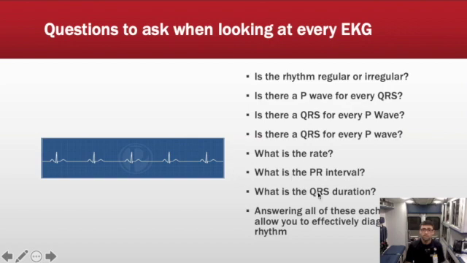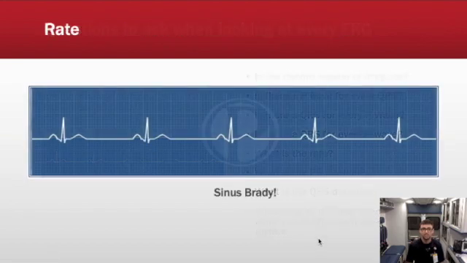What is our PR interval? PR interval goes from the beginning of a P wave to our R wave. Our PR interval is short. We're just going to say short for now. And what is the QRS duration? This is a narrow complex, so we're going to say that this is narrow as well. Answering all of these questions is going to allow you to effectively diagnose this rhythm, and not just this rhythm, but any rhythm. So asking yourself these questions as we move on is going to be very beneficial when figuring out what the rhythm is. So this is sinus Brady.